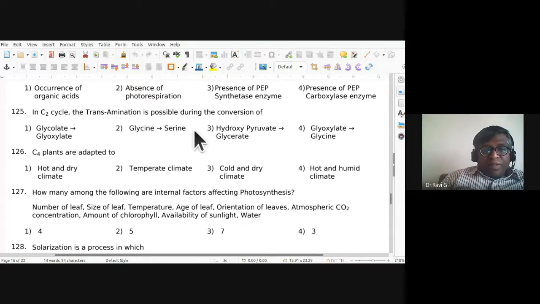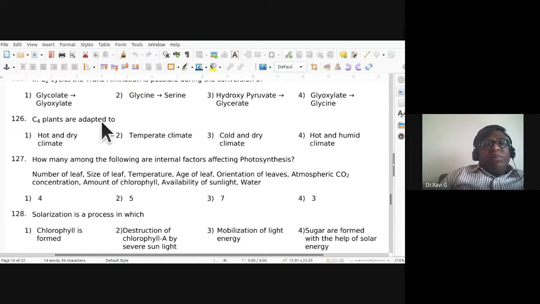Fine. 126, C4 plants are adapted to hot and dry climate, temperate climate, cold and dry climate, or hot and humid climate. So where are C4 plants adapted? Tropical dry conditions. That option is not given here, so you should be able to understand the type of weather in the rainforest. C4 plants are adapted to hot and dry climate. Because they are tropical dry conditions, you find C4 plants like sugarcane and maize.